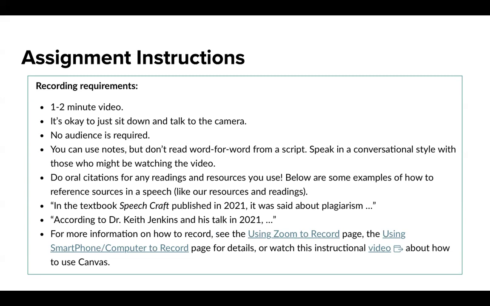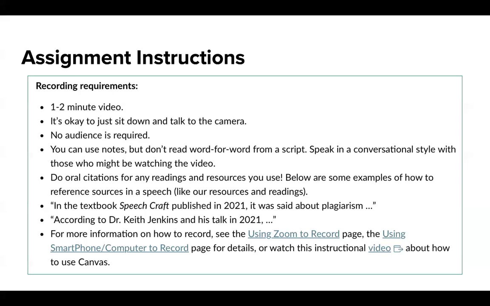Speak in a conversational style with those who might be watching your video. You would do oral citations, as Emmy has been reviewing, for any recordings and resources that you use. Here are a couple examples of how to reference sources in a speech, and specifically the resources and readings for this class. In the textbook Speechcraft, published in 2021, it was said about plagiarism.